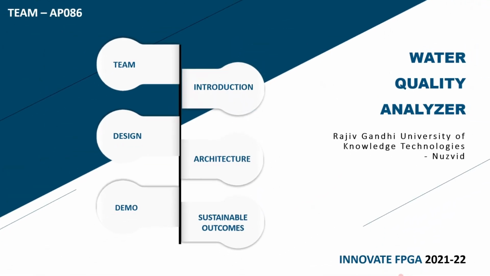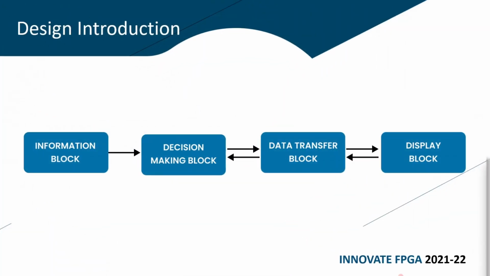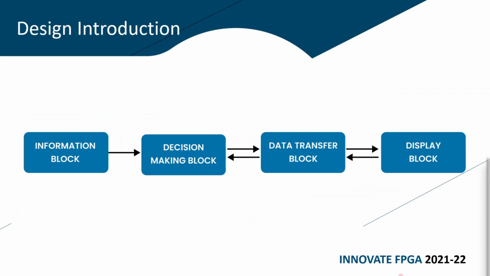Now let's go to the detailed design architecture, which is supported with the main 4 blocks. Those are information block, decision making block, data transfer block, and display block. Initially, the information block consists of sensors which collect the values of different water quality parameters from the water bodies, and that collected data will be transferred to the FPGA board.